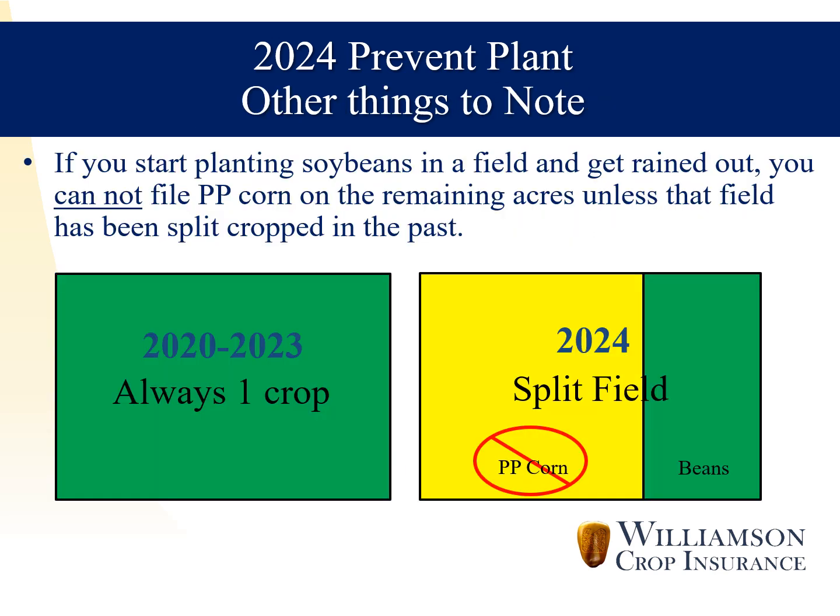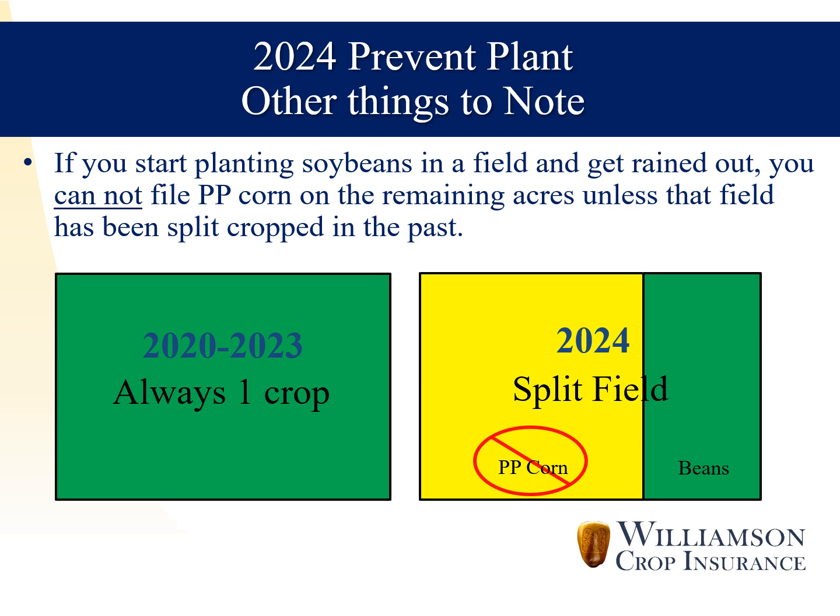One more thing to note, this isn't a frequently asked question, but we want to make you aware of it. If you started to plant soybeans in a field, let's say the end of last week, and then it kept raining and you just could not get back in there to finish that field, and we're well into June, past June 20th, the final planting on beans, and you just can't finish that field, we want you to know that you cannot go back on those remaining acres and file prevent plant corn on the remainder of that field.